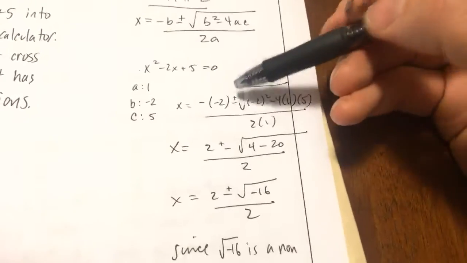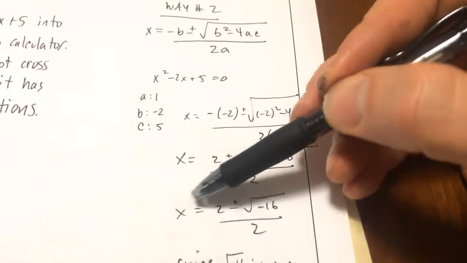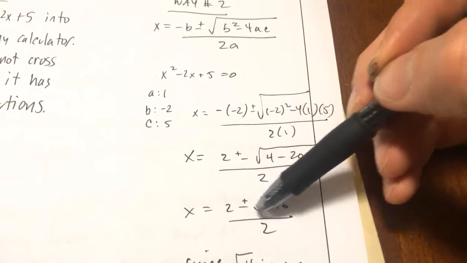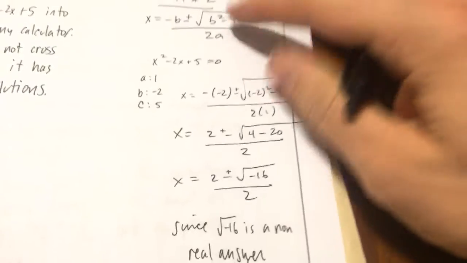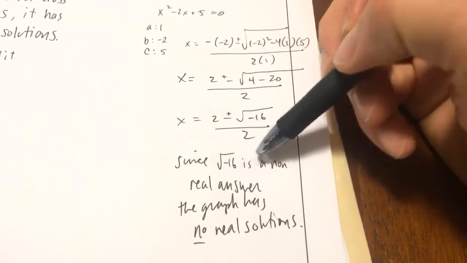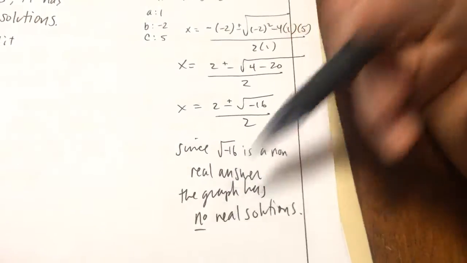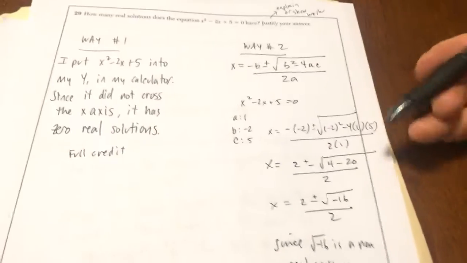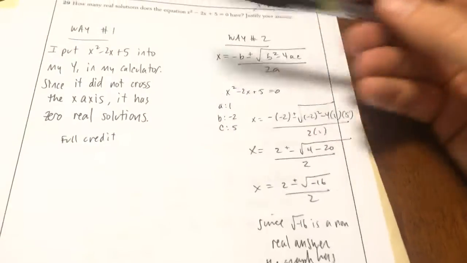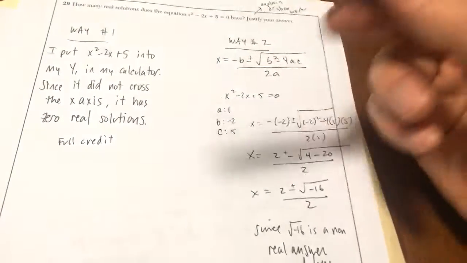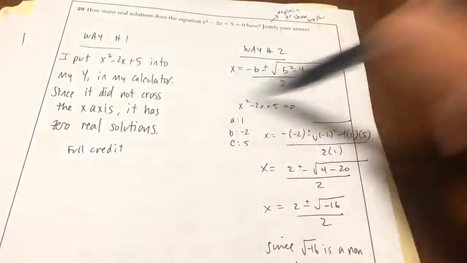From there, I plugged in all my values, I simplified, and I came down to x equals 2 plus or minus the square root of negative 16 over 2. Now, since the square root of negative 16 is a non-real answer, the graph has no real solutions. So you have two possible ways, algebraically or putting it into your calculator. But if you do it, you have to explain completely what you did.